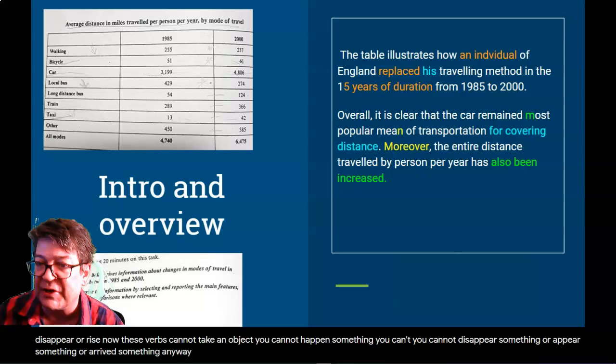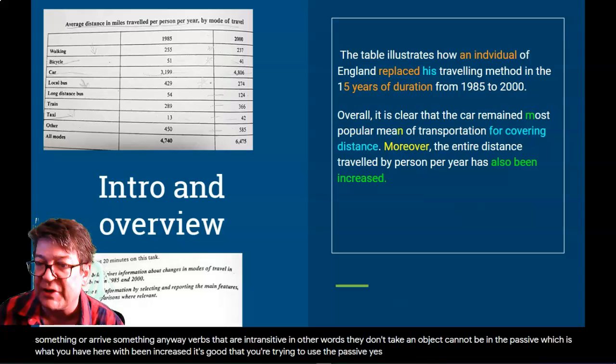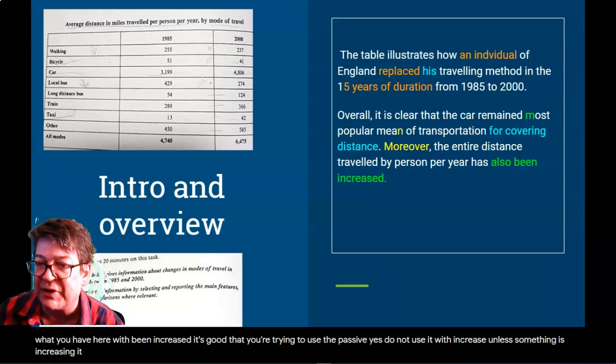Anyway, verbs that are intransitive, in other words, they don't take an object, cannot be in the passive, which is what you have here with "been increased." It's good that you're trying to use the passive, yes, but do not use it with increase unless something is increasing it. The shop increased their prices. The shop, subject, increased, verb. Their prices is the object.